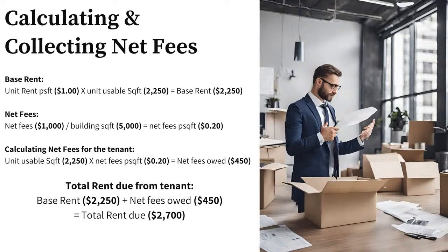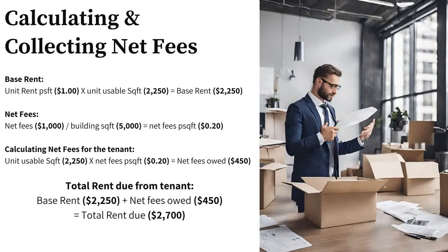Cool. Well, also the net fees, right? So I've got $1,000 in my net fees every month. That's covering my maintenance, my taxes, my insurance, all that stuff. Everything I'm charging to the tenant based on their lease, $1,000. Now my building is 5,000 square feet. So the fee per foot is 20 cents. Right? Easy calculation right there.